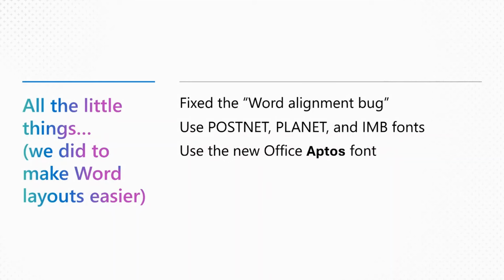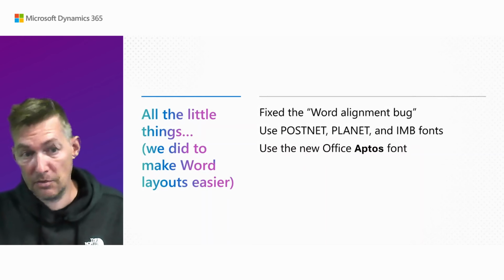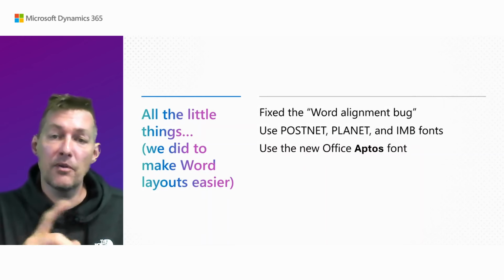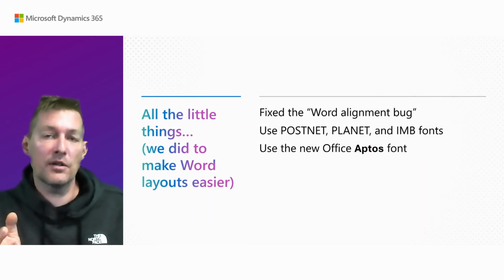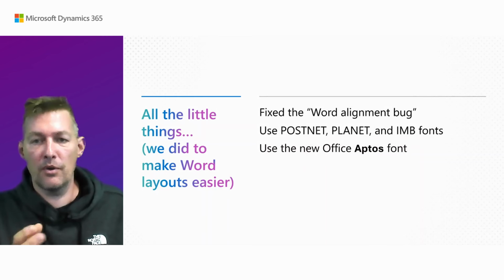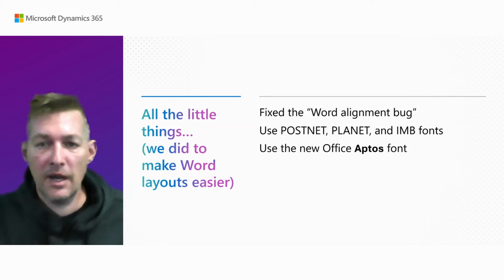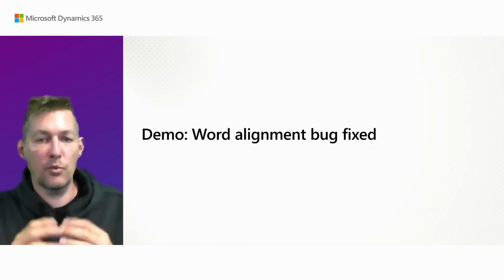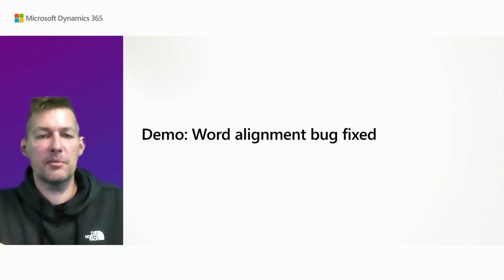This part is maybe a bit silly, but I call it all the little things we did to make Word layout easier. I'm just going to mention three things. We fixed the Word alignment bug, and now you can use fonts if you have barcodes for postal, and then of course the new Office Aptos font. I was going to show you a demo of the Word alignment bug and how it got fixed, but hey, it was fixed in my Word, so I can't show you the old version anymore.